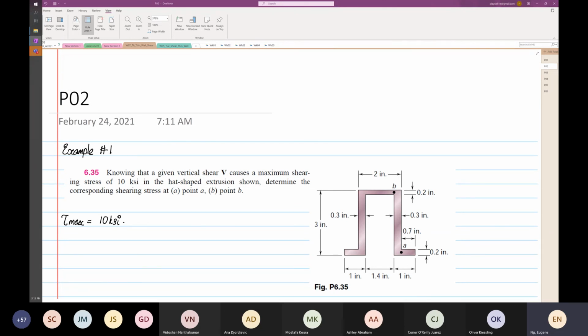why I like to pick this problem, why I say this problem is very, very interesting, is because if you look at the hat shape extrusion, can anyone tell me, is it a box beam or a wide flange configuration? Can anyone tell me, please? Is it a box or a wide flange? Anyone? Anyone? Is it a box beam?